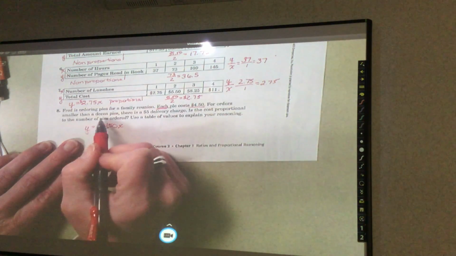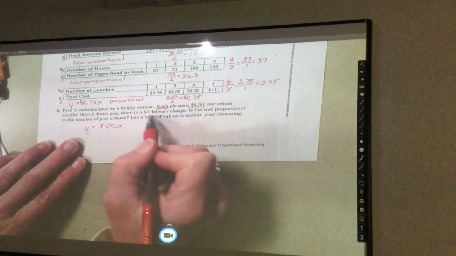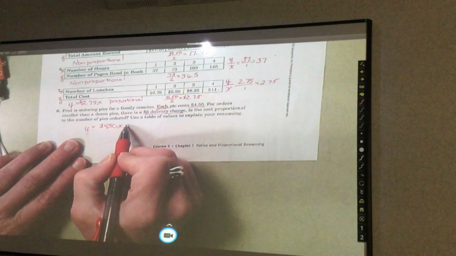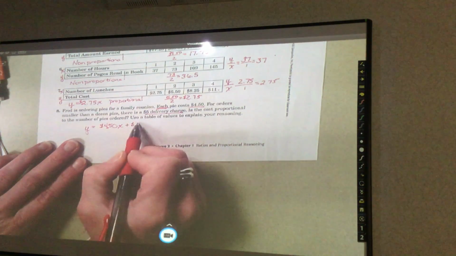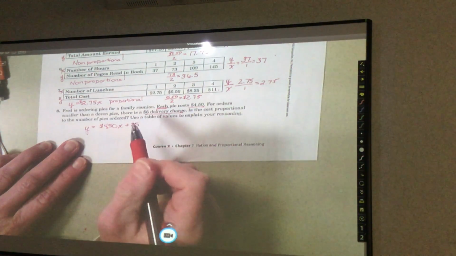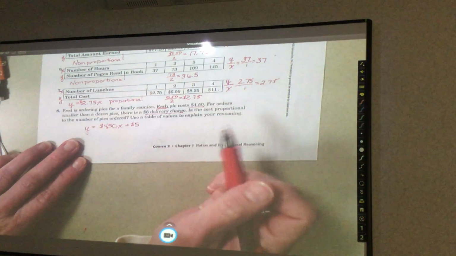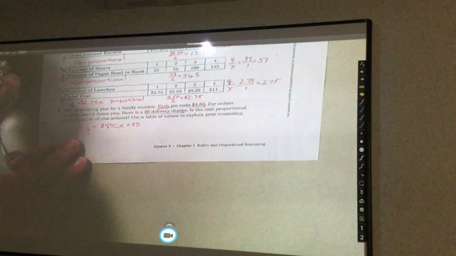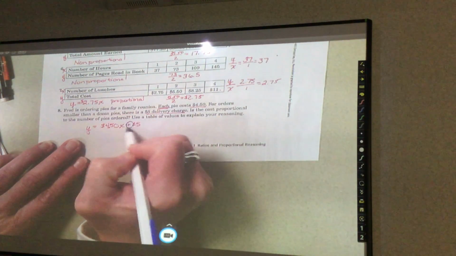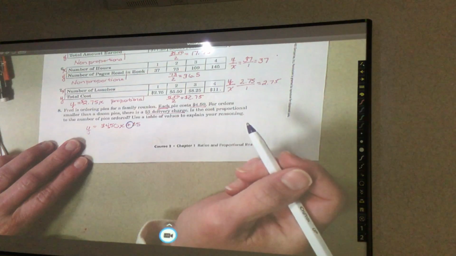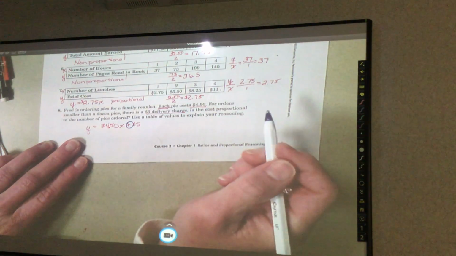For orders smaller than a dozen, there's a $5 delivery charge. So what would I have to do with this? Add 5. When that number is less than 12, you'd have to add $5. So because I added, at one point you're gonna have to add $5. Is this gonna be proportional? No, because you can never have proportional with adding.